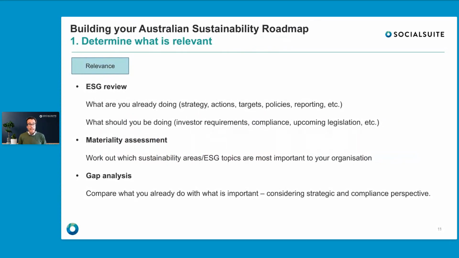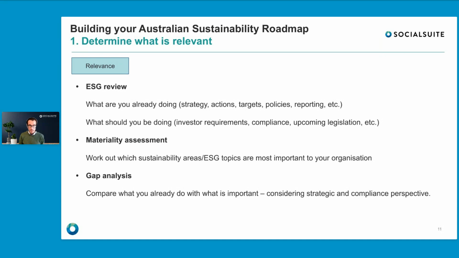First of all, we're going to look at determining what is relevant. So that is that first step. And with regard to relevance, there are three key things that are really important to think about. An ESG review is like, what are you doing already? Thinking about strategic things. Do you have strategy already in place? Actions, targets, policies, reporting, anything sustainability, ESG related you might already be doing. Just having a good overview of that is really important.